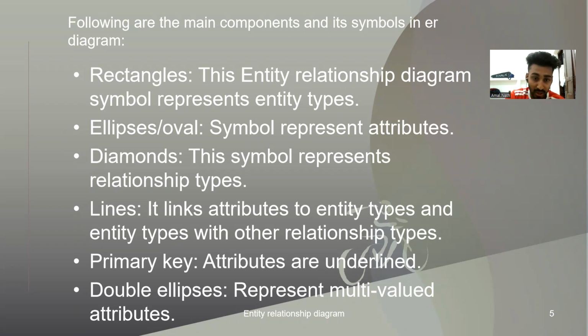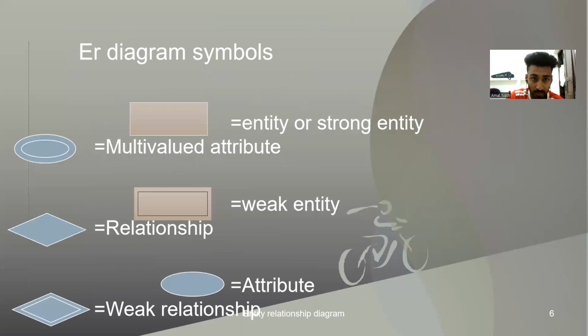Lines link the attributes to the entity types and entity types with the other relationship types. Then primary key attributes are underlined. Then double ellipse represents multi-valued attributes.